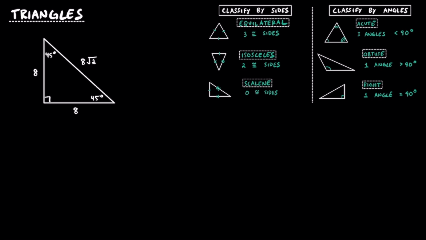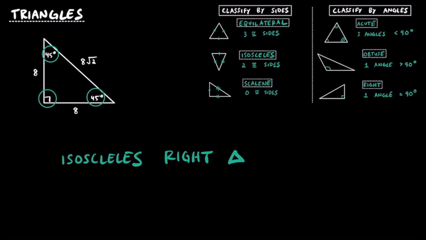What about this triangle? We have 2 side lengths of 8 and 8, and we have a third side length of 8 times the square root of 2, so this is an isosceles triangle since 2 of the side lengths are congruent or equal to each other. Looking at the angle measures here, we see that we do have a 90 degree or a right angle, which means this is going to be a right triangle. Classifying this triangle by side lengths and angles, we can say that this is either an isosceles right triangle or a right isosceles triangle.